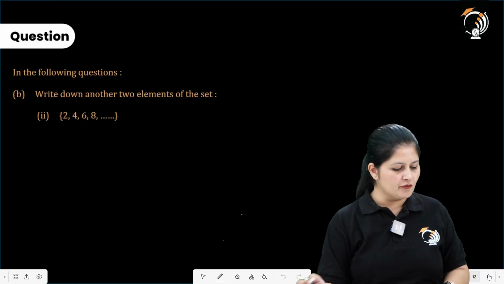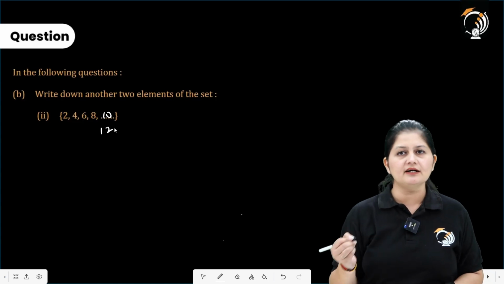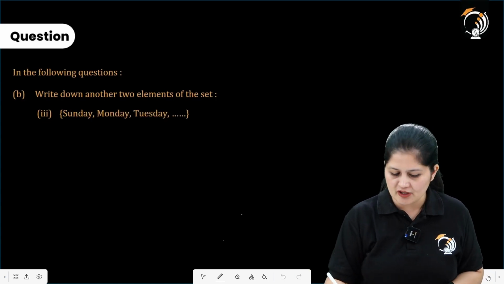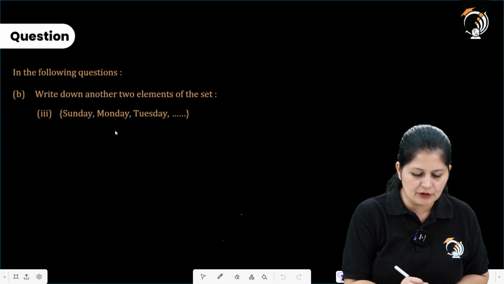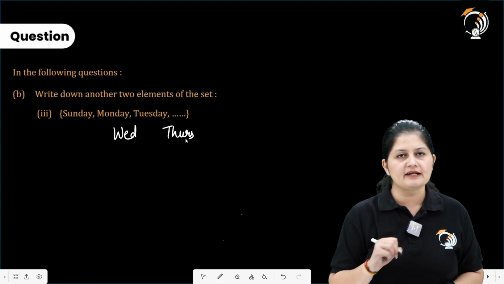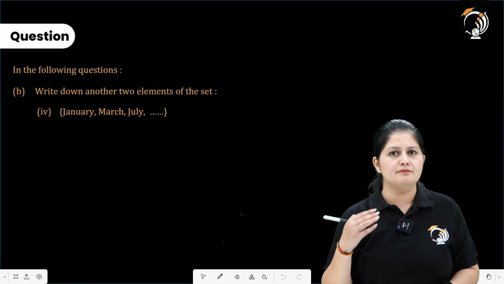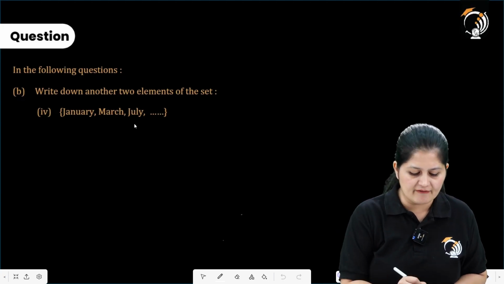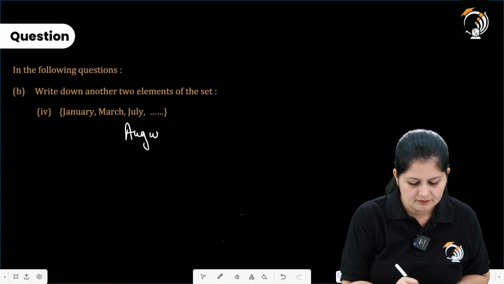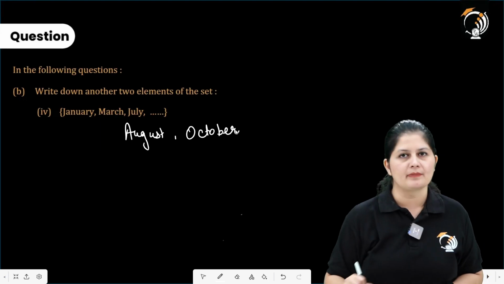Moving forward, 2, 4, 6, 8. Then further you can write 10, you can write 12. So these are the even numbers that we can observe. Moving further, Sunday, Monday, Tuesday, you can write Wednesday, you can write Thursday, right? So these are the days of the week that you can mention here. Further, January, March, July, then we have August here, then we have October. So you can write these months here.